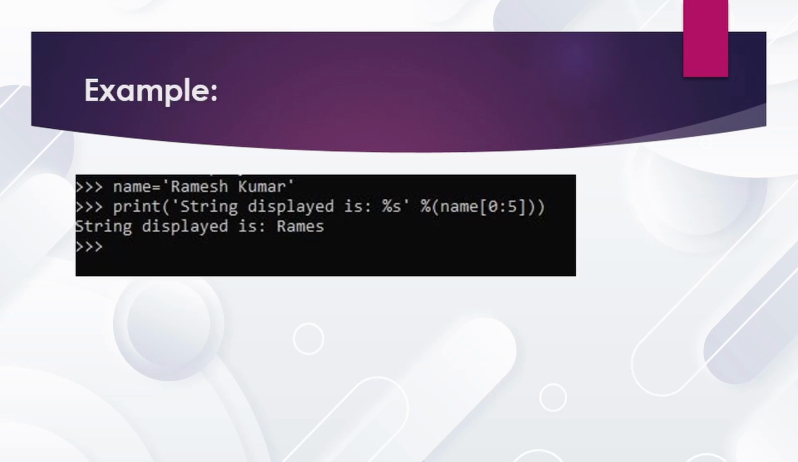For example, name, where the starting index is 0 and the end index is 5, will give us the 0 to the 5th characters from the variable name. This example shows that the print statement will display the output for the sliced portion of the string, which is the substring Ramesh.